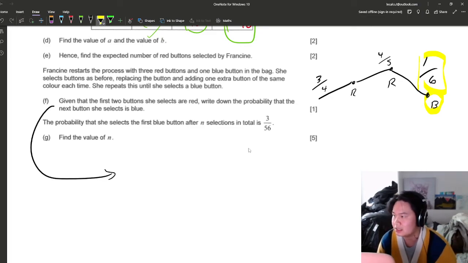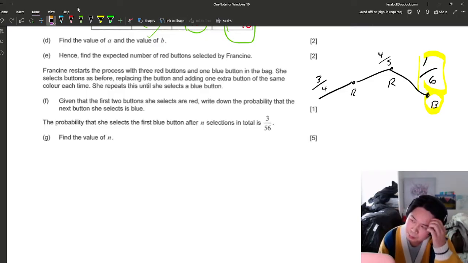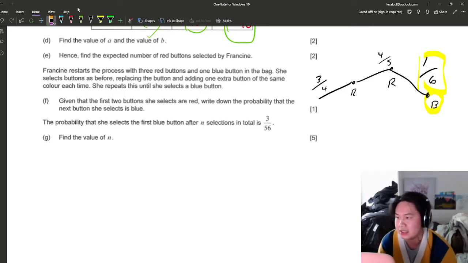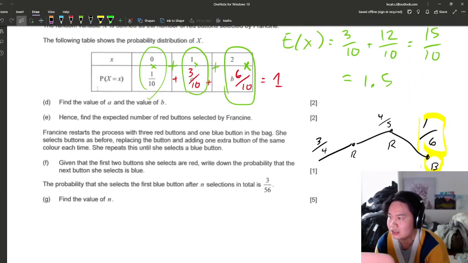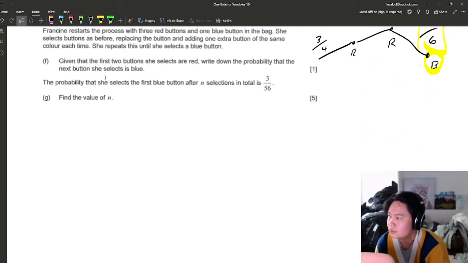Anyways, the probability that she selects the first blue button after n selections is a total of 3 over 56. Find the value of n. Okay. After n selections. Okay.